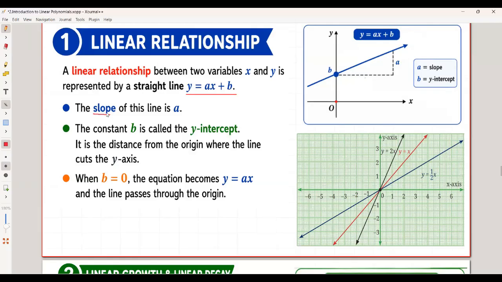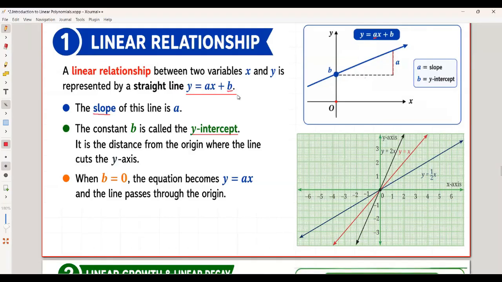What does slope mean? For example, the perpendicular distance, this distance, will be called the slope. And here b is nothing but the y-intercept. Two questions they may ask: what is slope and what is y-intercept? Slope is the a value, and y-intercept is the b value.